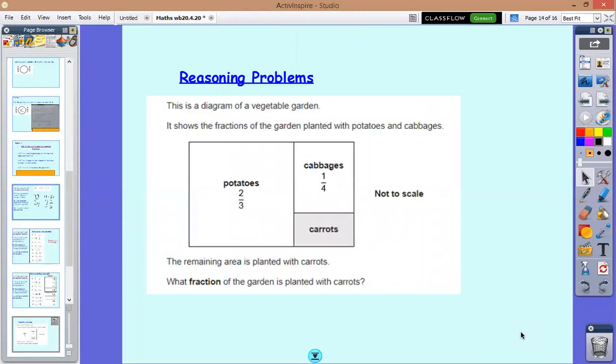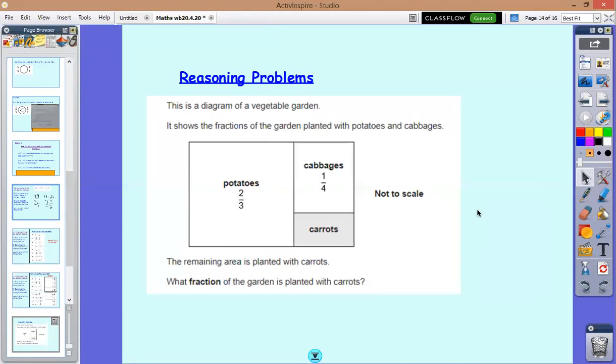Now, here is a reasoning problem. These are where I know sometimes we can find difficult, but again, if we take our time with it, we can definitely solve this problem. And I'm going to show you here. So over here, I've got a diagram of a vegetable garden. It shows the fraction of the garden planted with potatoes and cabbages. The remaining area is planted with carrots. What fraction of the garden is planted with carrots? So you can see here that it's not to scale.